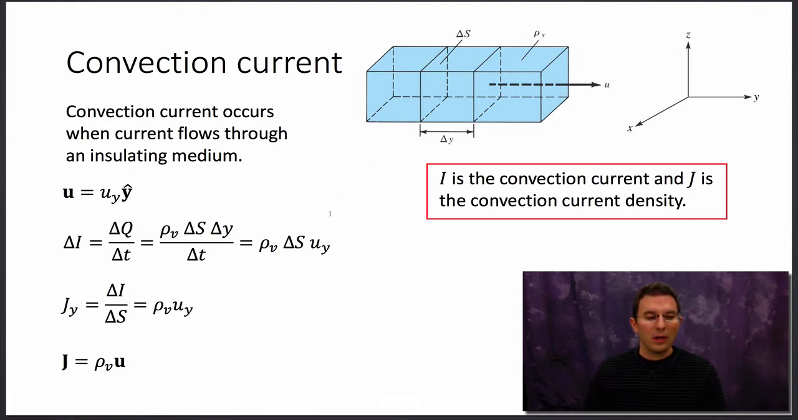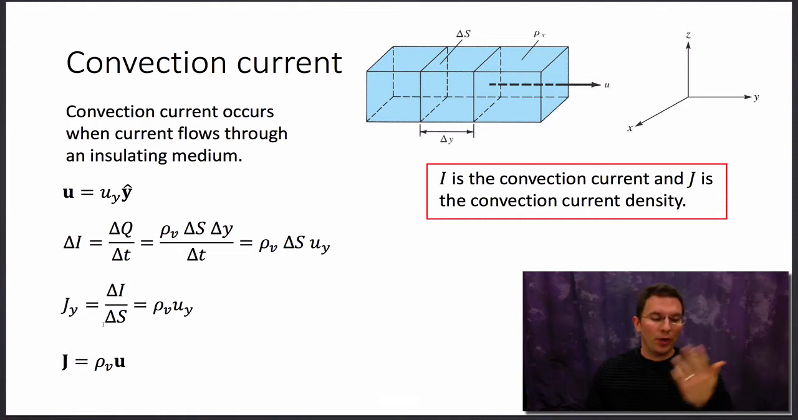Again, from the previous slide, by definition the electric current density is delta I over delta S. So we can simply divide this equation by delta S. The delta S's cancel, and we get an expression for our electric current density, which is equal to the volume charge density times the velocity of the particles.